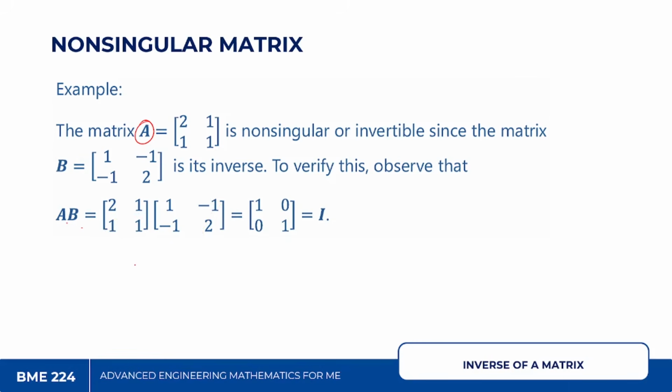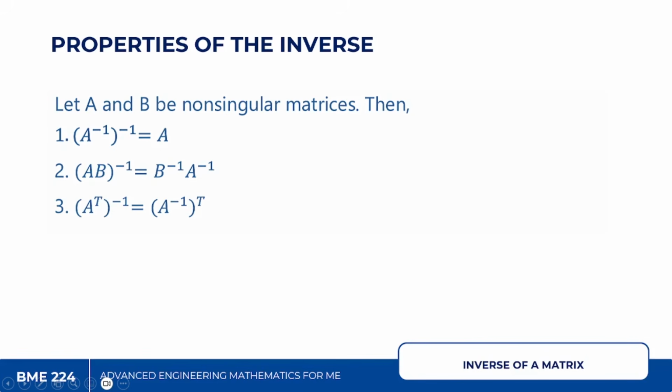Kapag ganito daw, the inverse of this matrix is this one. Kapag i-multiply mo daw yung dalawang matrix at ang makukuha mo is identity, then therefore you can say that the inverse of matrix A is equal to the matrix B. So B is the inverse of matrix A. We will be using this concept particularly in the row operations method.